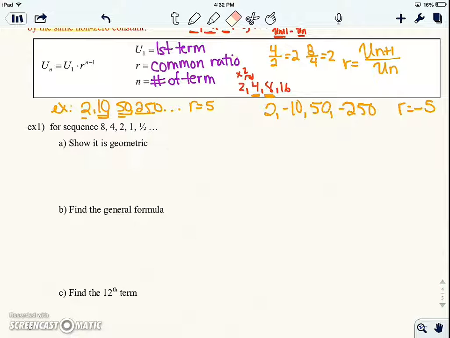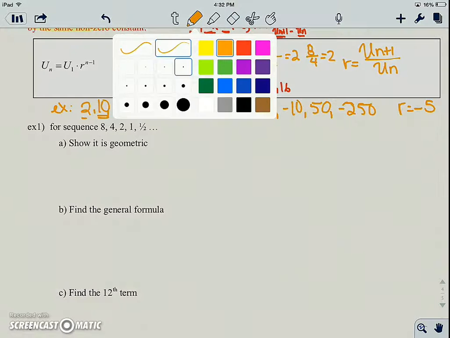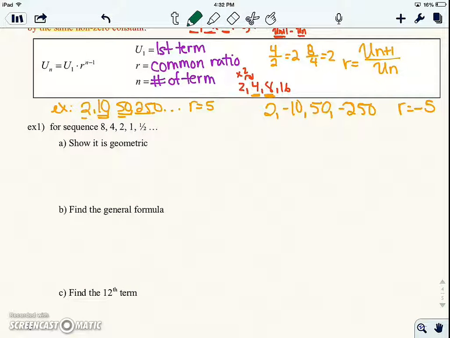So here's a basic sequence, 8, 4, 2, 1, and 1/2, and we want to show that it's geometric. So just like we did last time, we are going to show what r is. So we take this one and divide by this one. 4 over 8, and that's 1/2. So really we just times 8 by 1/2. 2 over 4, that's 1/2. 1 over 2, that's 1/2. And then of course 1/2 over 1, that's 1/2.